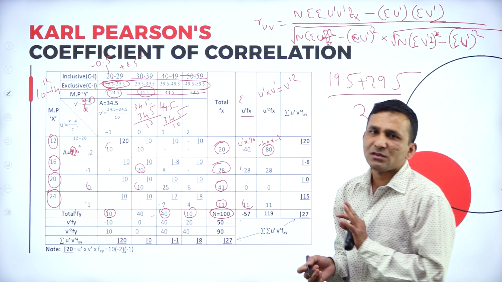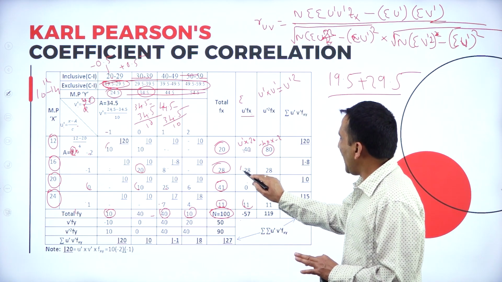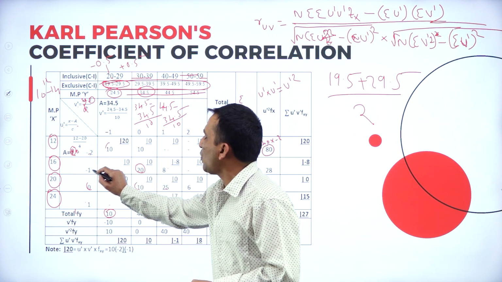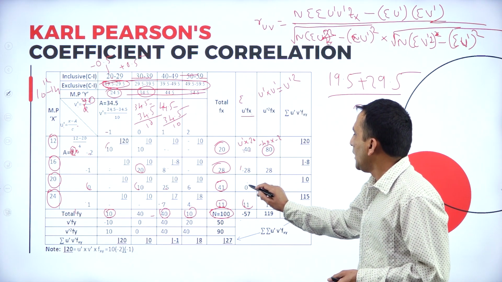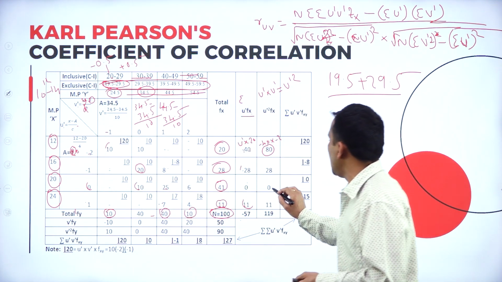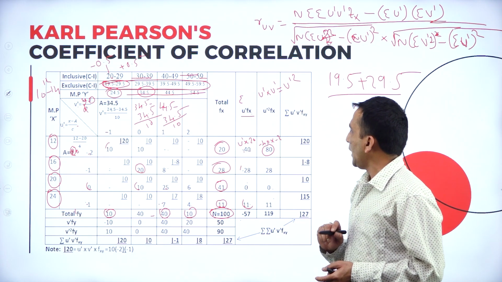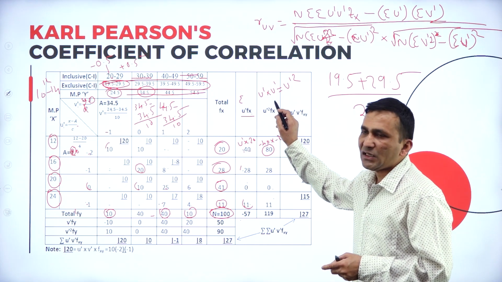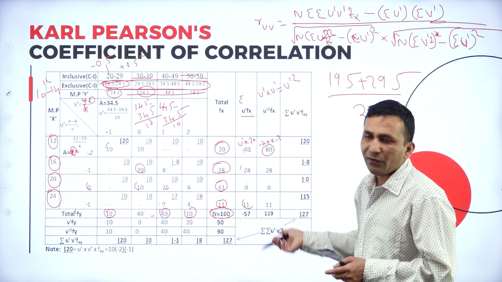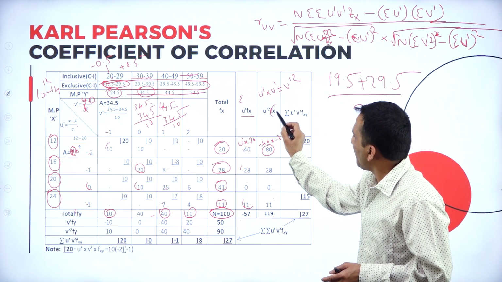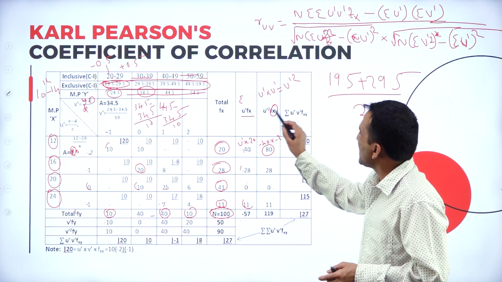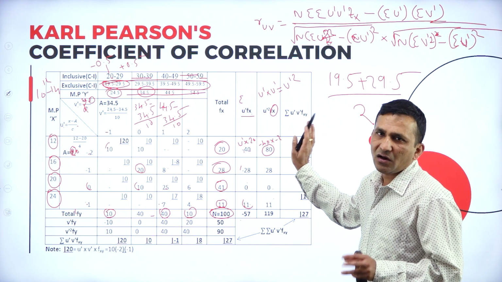The same procedure we follow for the next. Minus 28 into minus 1 is plus 28. 0 into 0, 0. 11 into 1, 11 we are getting. Once we get the U dash square into the respective frequency, that is applicable for all of the X series. F dash is always constant.